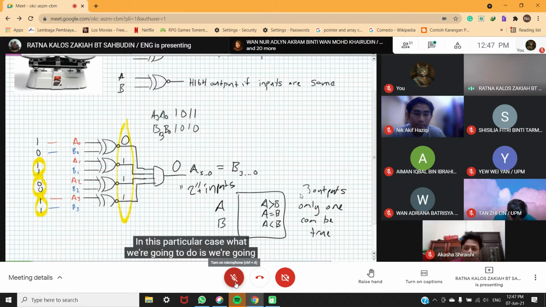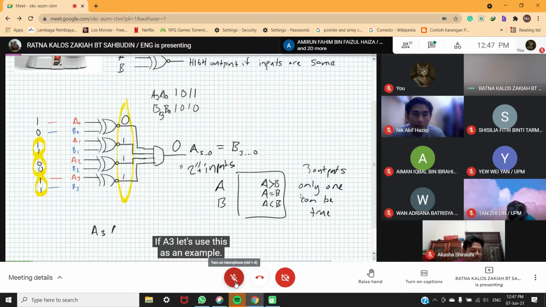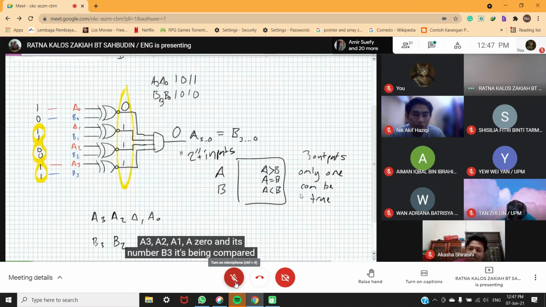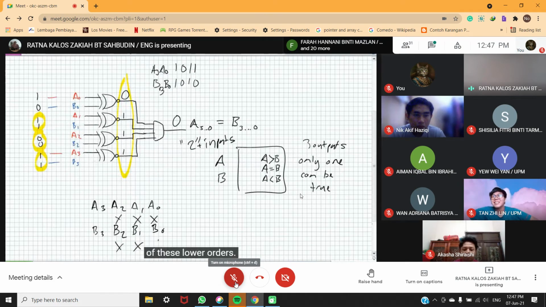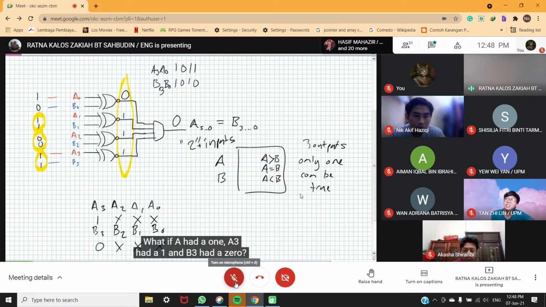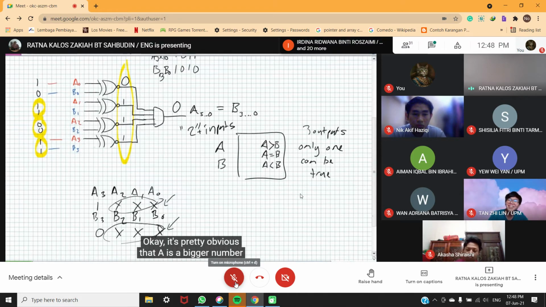In this particular case, what we're going to do is compare bit positions. Let me just think about how numbers are organized, the MSB. If A3, let's use this as an example, A3, A2, A1, A0 is being compared with B3, B2, B1, B0, regardless of the value of these lower orders, what if A3 had a 1 and B3 had a 0? Which is bigger? It's pretty obvious. A is a bigger number because that is the MSB.